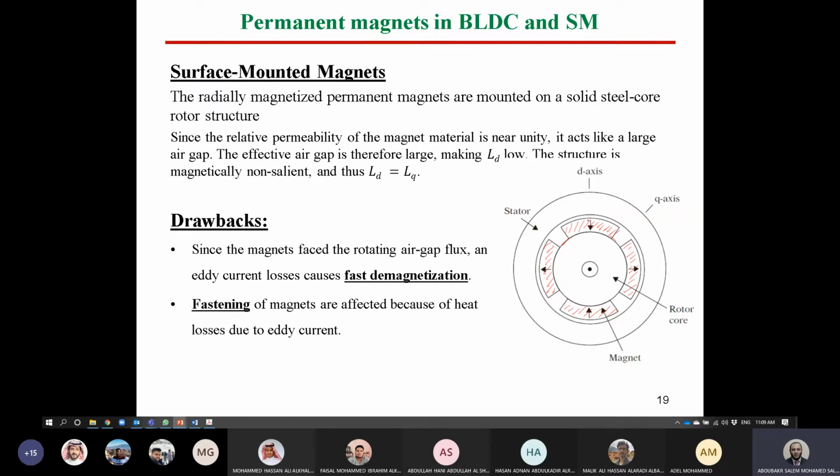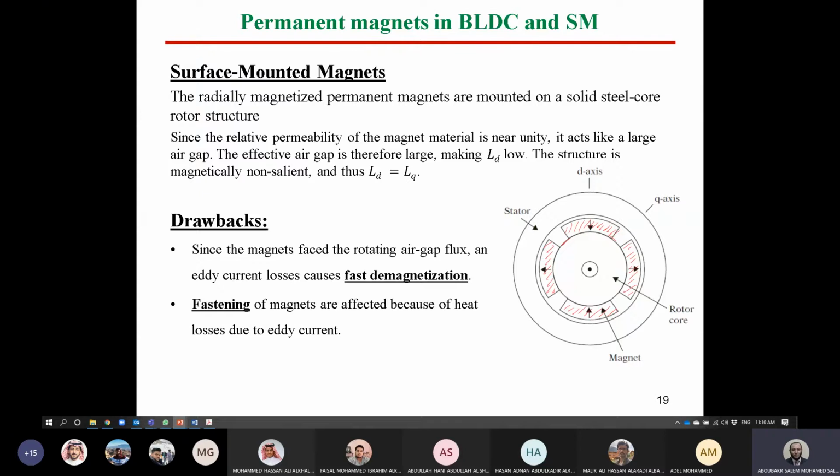Why? Because it's on the surface of the rotor, and this is already the place of the rotating field. So there will be a lot of eddy current loss in these magnets, and this is going to demagnetize these magnets fast. So this is the first drawback. Secondly, the fastening of the magnets is affected by heat. We should find another way to reduce the losses, or reduce the eddy current loss here. So these are the two drawbacks of the surface mounted type.